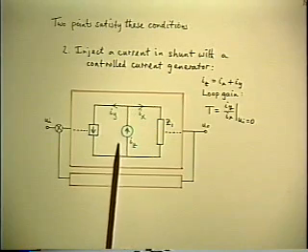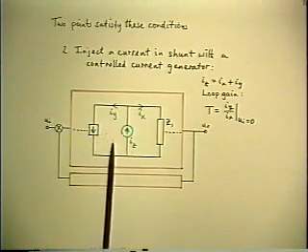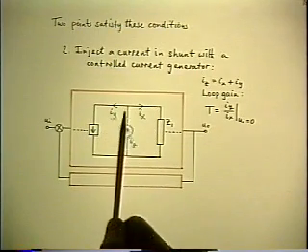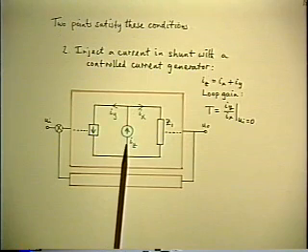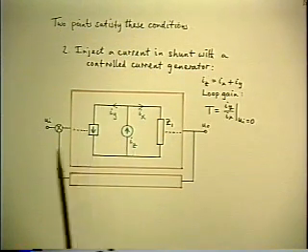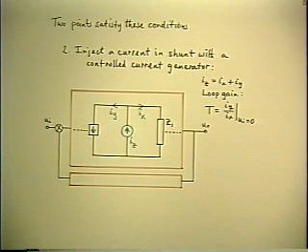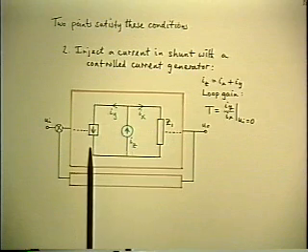This satisfies both conditions. It's inside the loop, and it doesn't upset the loading, because even though you change the voltage across the Z1 when you inject the current, changing the voltage across an ideal current generator doesn't change its value. So that's the definition of the condition for not upsetting the loading.